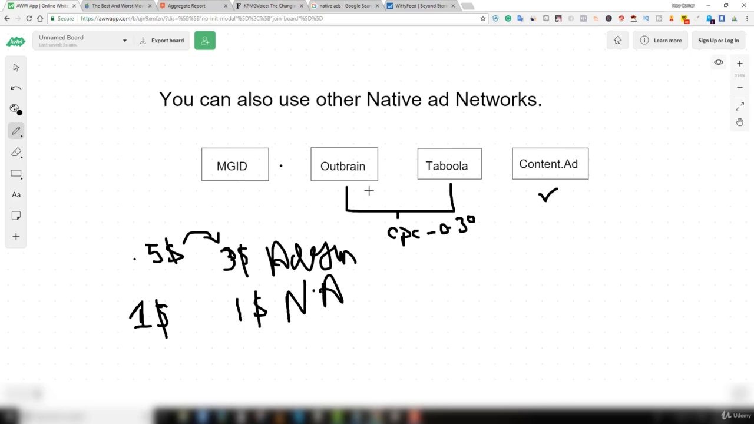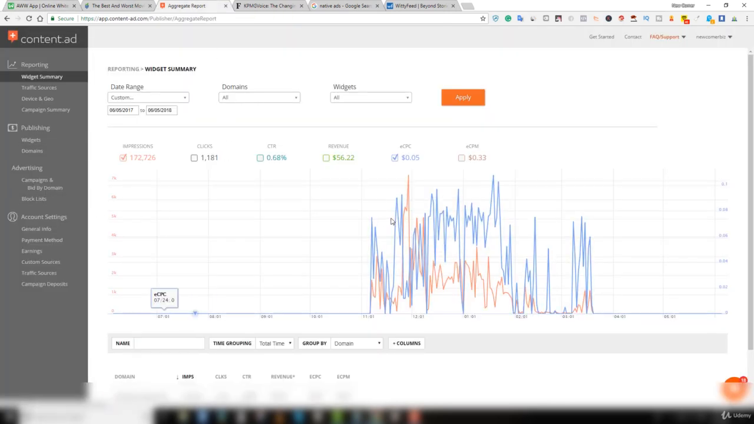But there are some requirements you need to complete to enter these publisher networks. Outbrain only accepts websites which have more than 1 million visitors, and Taboola follows the same requirement. But with Content.ad, you can get accepted in 1 or 2 days. It's really easy to get accepted in Content.ad and Mjet. I suggest you guys go for Content.ad, because let me show you guys. I tested both. You can see it here.